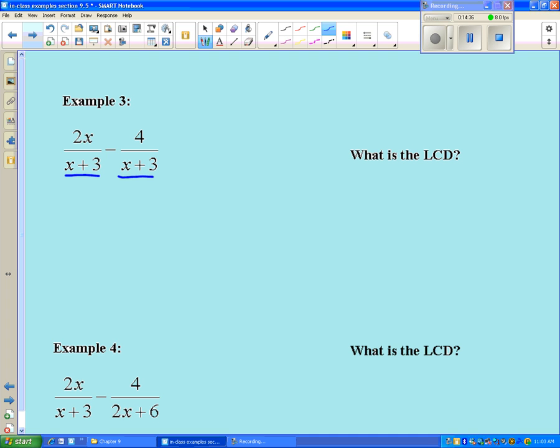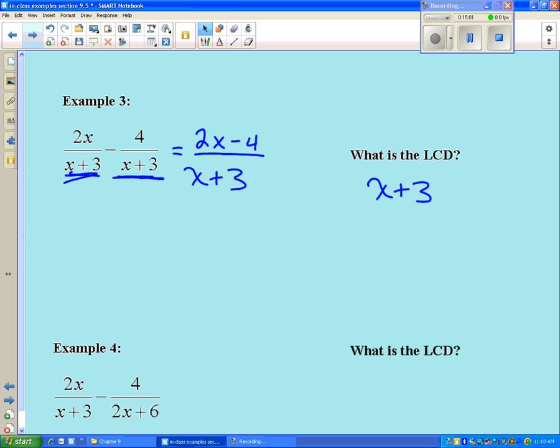Again, my least common denominator is x plus 3 because these already have like denominators, so I can just go ahead and add and get x plus 3 as my denominator, my common denominator, my least common denominator. My numerator is 2x minus 4. Technically, this is my answer, my final solution.